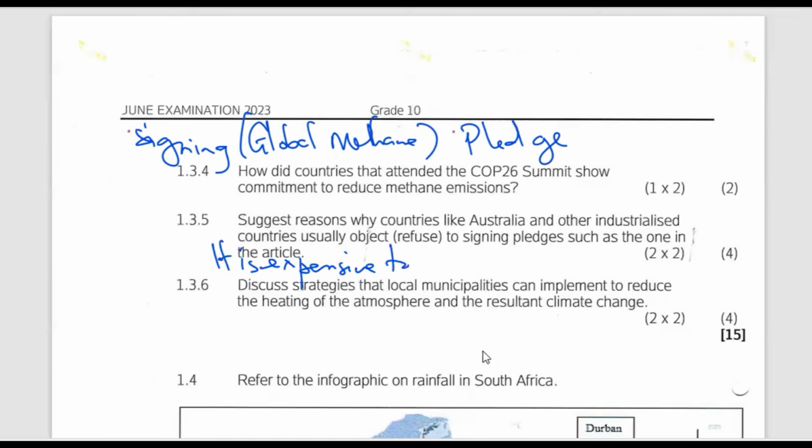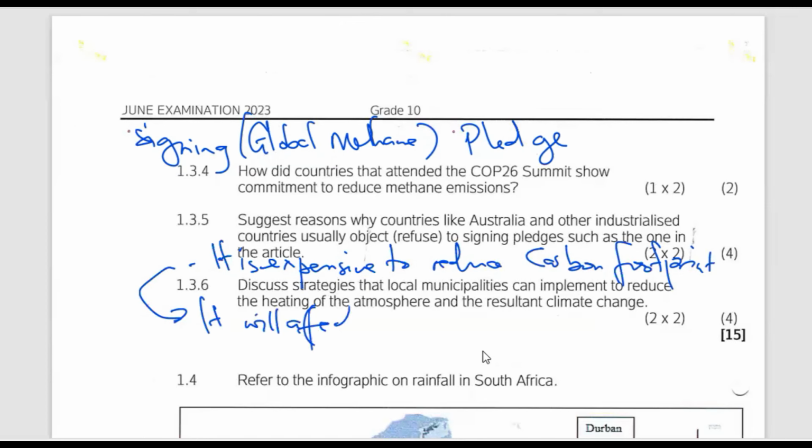To reduce their carbon footprint, for these countries, it's very expensive. They are industrialized. They depend on the industries for their sustenance. They are heavily industrialized. So by signing pledges, it means they are dedicating themselves towards reducing industrial activities. So that comes with a cost on the side of the countries. So it's expensive for them to sign. Or you can also say it will affect their industrial activities.